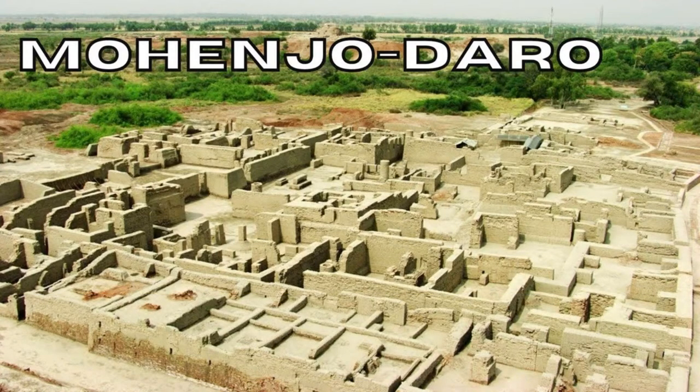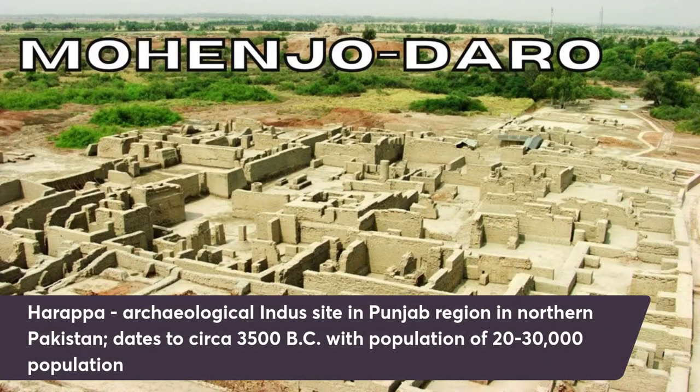But Mohenjo-Daro is the one they always talk about the most because they've done the most excavations there overall. They debate about how big it was, maybe 30 or 40,000 at the largest. But that's the Harappa site you're looking at there. That was the first one they built, before Mohenjo-Daro.